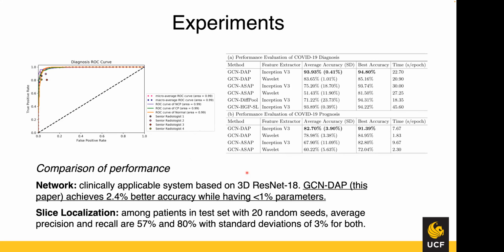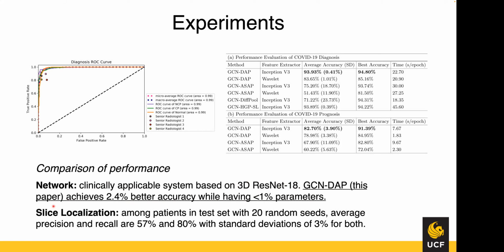Okay, so here are some initial results from these experiments. This is a comparison of the performance of a couple of different things. When you're looking at just the network itself, they report that against the baseline, which is a 3D ResNet-18 model, it achieves 2.4% better accuracy while having less than 1% of the parameters. So that part is actually pretty significant.